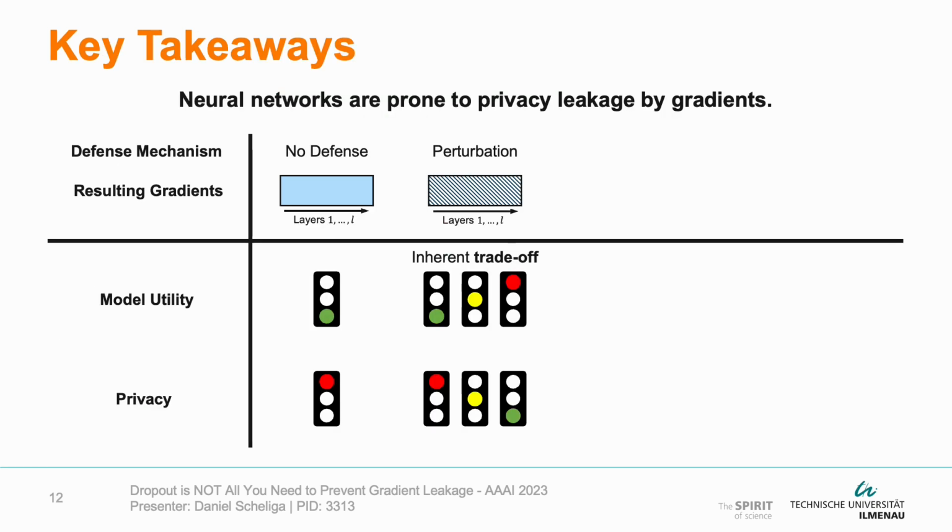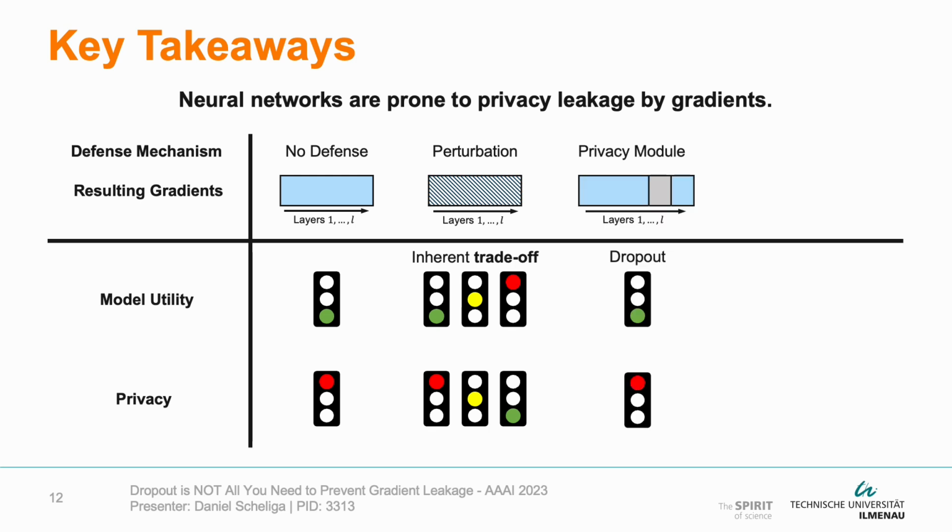To summarize the key takeaways of this presentation, it is known that neural networks are prone to privacy leakage by gradients, and that common perturbation defenses come with an inherent trade-off between model utility and privacy. In our work, we formalized the use of dropout as one possible candidate for a privacy module that introduces stochasticity into the training process. Dropout causes an inherent mismatch between the model realizations of the attacker and the client. This in turn prevents the reconstruction of client data.